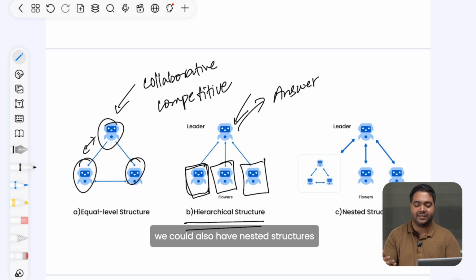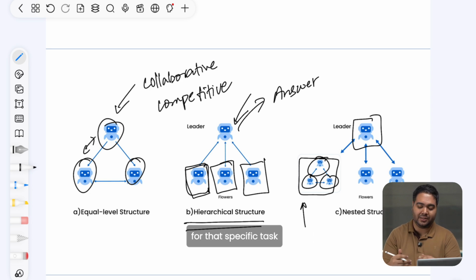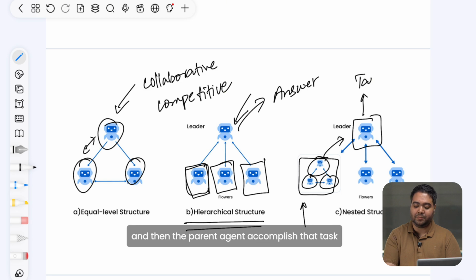We could also have nested structures. So the parent agent, let's say, sends it to this agent. And this agent can also, let's say, have different agents that it's working with collaboratively. And once all of these 3 agents have figured out what to do for that specific task, they send it to the parent agent, and then the parent agent accomplishes that task.